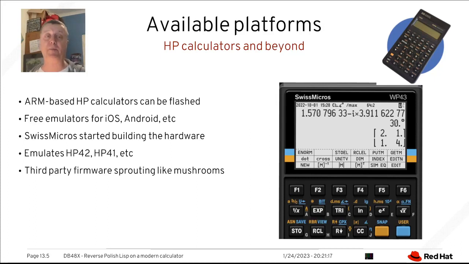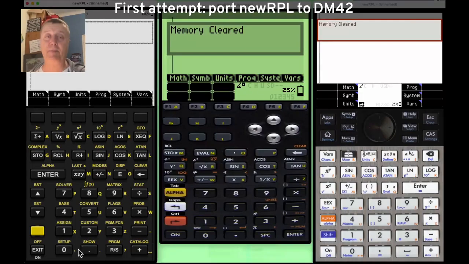Now, third-party firmware has started sprawling like mushrooms, but really large and advanced firmware, there are not that many variants. What you see here is the descendant of WP34S, which is called 43S, and has a number of really advanced features, but it's essentially still in the same spirit as the RPN calculators. In other words, it's still using the RPN logic with a fixed size stack and not much in terms of typing. So my first attempt to enter that space was to port GNU-RPL to DM42.